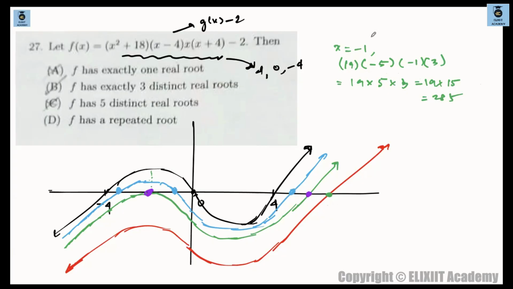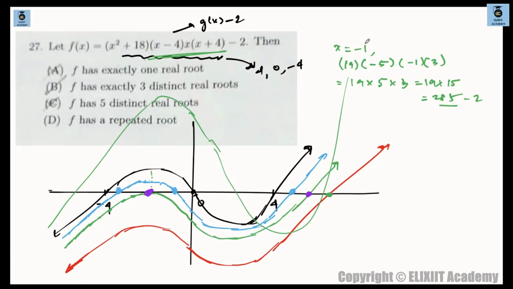Now, look at this thing. At x equal to -1 itself, for g(x), I'm saying, we are getting 285. And 285 minus 2 will be slightly less than 285, which is 283, which is a huge value. So at -1 itself, the graph is way too up, like this.